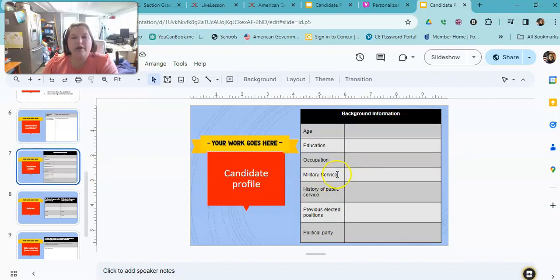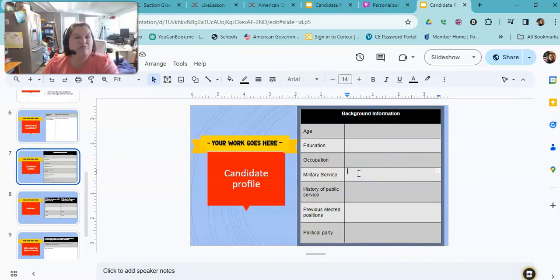Now we're going to go over here and I want you to give me a little background on this person. How old are they? What's their education? What's their occupation? So that's their job, right? If they're currently a legislator because they've been serving in the U.S. Senate for the last 16 years, you can put legislator, but you also could put what their occupation was before they went into public service. Military service is mostly a simple yes or no, right? If it's yes, you could put something like they served in the U.S. Navy or the U.S. Army or whatever the branch was, but you don't have to.